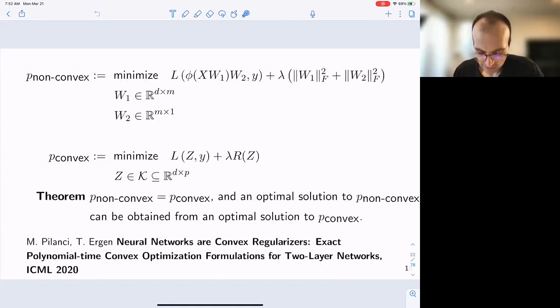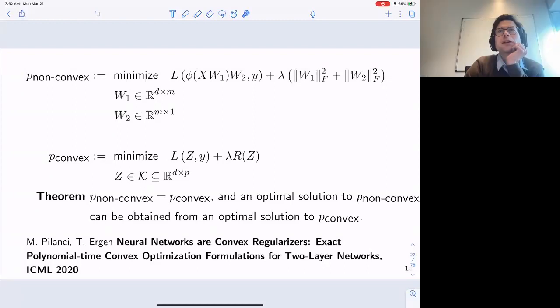So one thing to note here is the dimensions. This matrix Z is a D by P matrix, and I will show you what this dimension P is. This P is bigger than the dimensions here, okay? You can think of this result in terms of the lifting approach in semi-definite programs, if you have heard about those. Essentially, in a higher dimensional space, a non-convex problem can actually look like a convex problem.